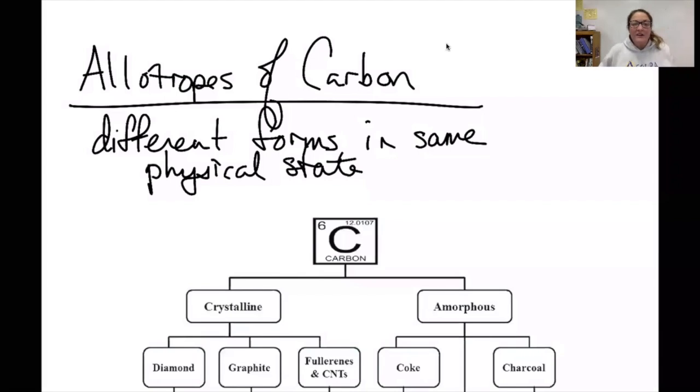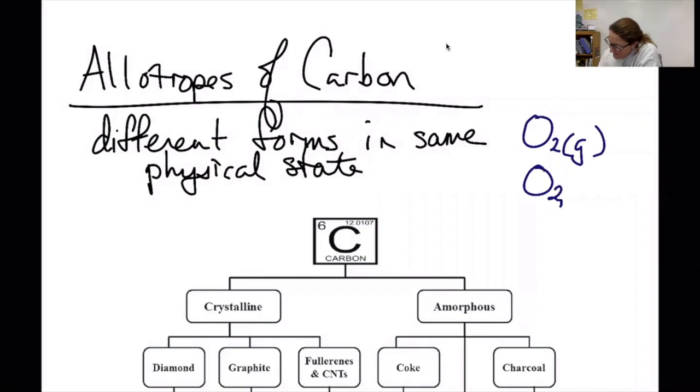Now we're going to look at what are called allotropes of carbon. An allotrope is a different form of an element, or different forms of a compound or element in the same physical state, typically an element. So for example, we can have oxygen gas as O2, we can have ozone as O3, both in the gaseous state, and they would be considered allotropes of oxygen. But we're going to talk about allotropes of carbon.